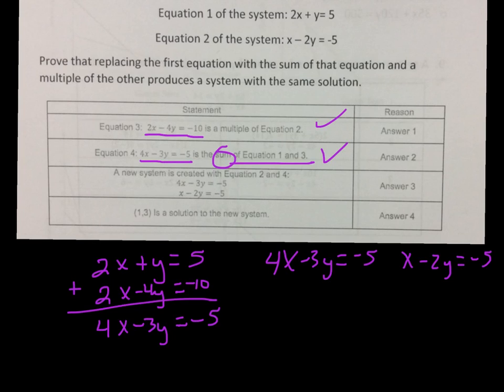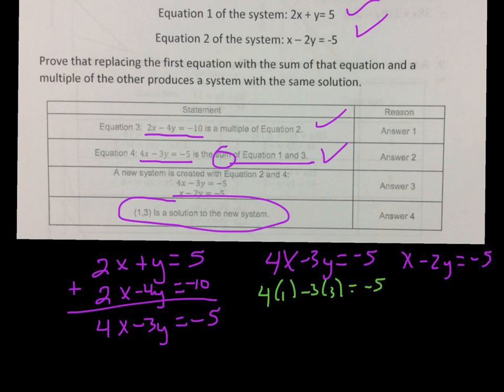Now the last thing is we want to make sure that 1, 3 is a solution to the new system just as it's a solution to the old system. So let's go ahead and plug in the number 1 for x and 3 for y. So 4 times 1 minus 3 times 3 is equal to negative 5. Let's check that out. So that's 4 minus 9 equals negative 5. And sure enough, negative 5 does equal negative 5. And so that one checks out.